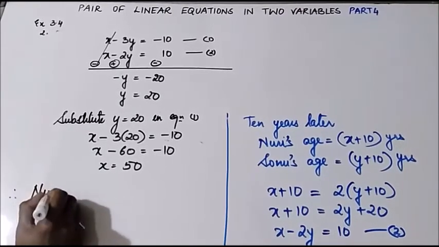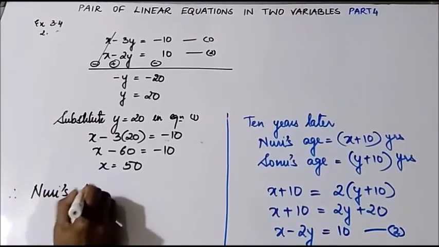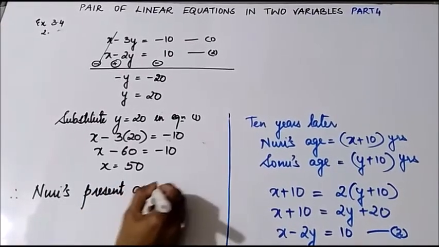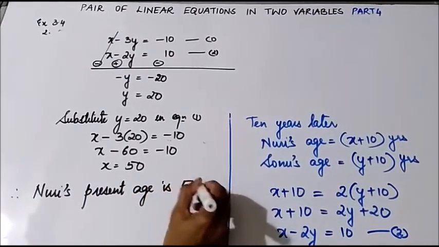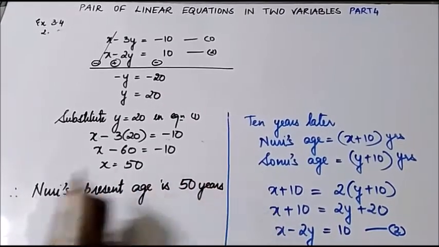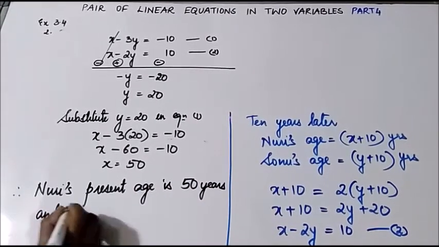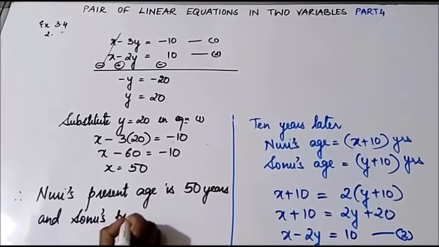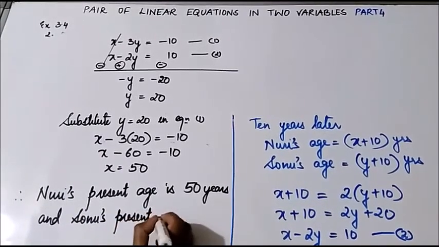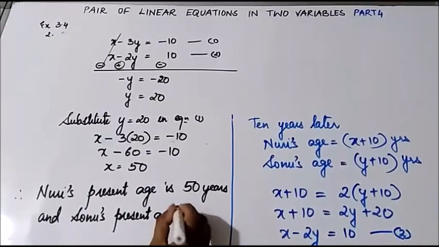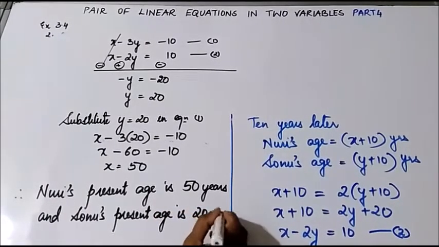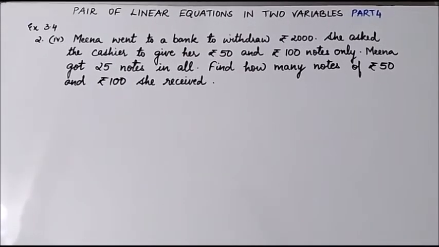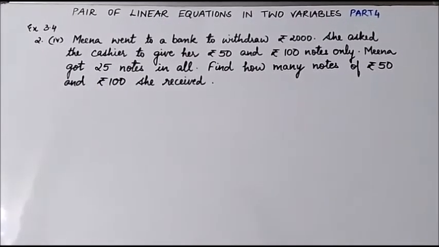Therefore, Nuri's present age is 50 years and Sonu's present age is 20 years. The fourth question, Meena went to a bank to withdraw rupees 2000.